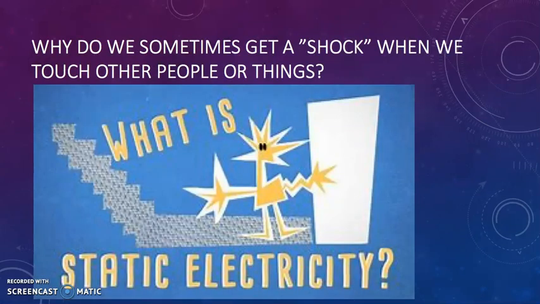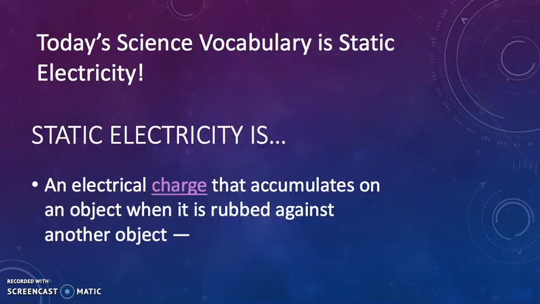So what is static electricity? Why do we sometimes get a shock when we touch other people or things? Like, have you ever walked across the carpet in some socks and then grabbed a door handle and felt a little shock? Or maybe you've played with your brothers and sisters and you've built up a nice shock with your socks and then gone over and touched them just to give them a shock. Well, we're going to talk about why that happens.